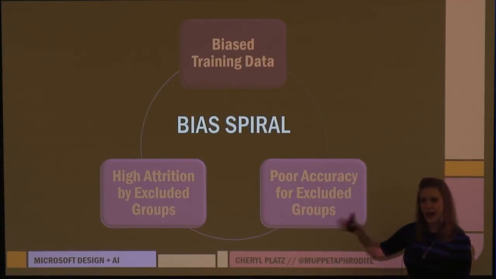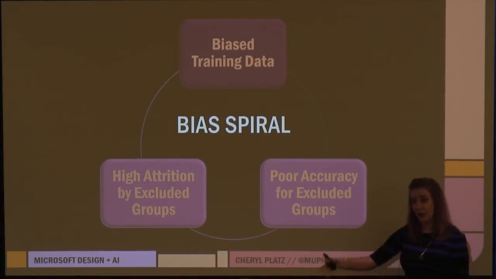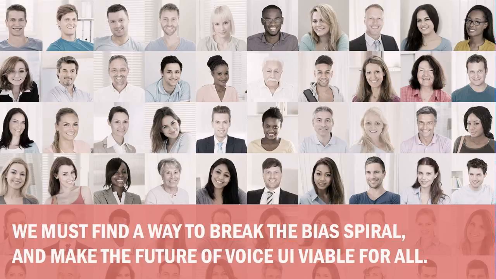We can't trust that over time we're going to correct these problems if we're not intentionally going out and trying to fix the problem. We as designers, as technologists, must find a way to break this bias spiral and make the future of voice UI viable to all. And I think especially when we talk about accessibility benefits, many of the folks who are dealing with disabilities often represent part of those minority groups, they live in areas where their dialects might be different than what we're capturing. In order to fully realize an inclusive future, we have to be more intentional about seeking out these groups that wouldn't naturally have been included in these product launches.